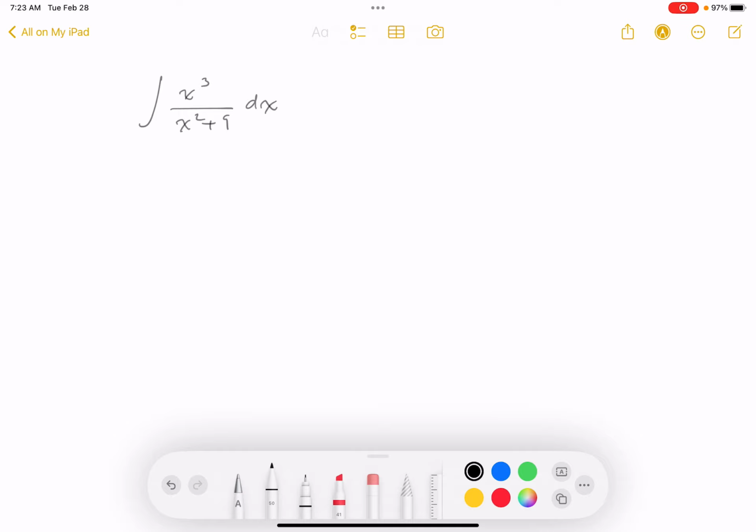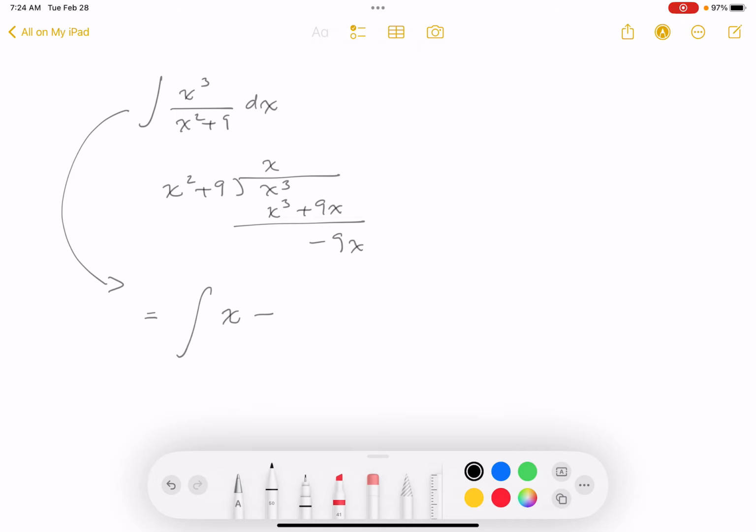Now the degree of the top is bigger than the bottom, so I'll do a long division. So we get x squared plus 9, and that's being divided into x cubed. That's rather simple. It just goes in x times. Let's write this down. So it's going to be x cubed plus 9x. You're going to subtract, what do you get? Minus 9x. All right? So this integration here is going to be equal to x minus 9x over x squared plus 9 dx.